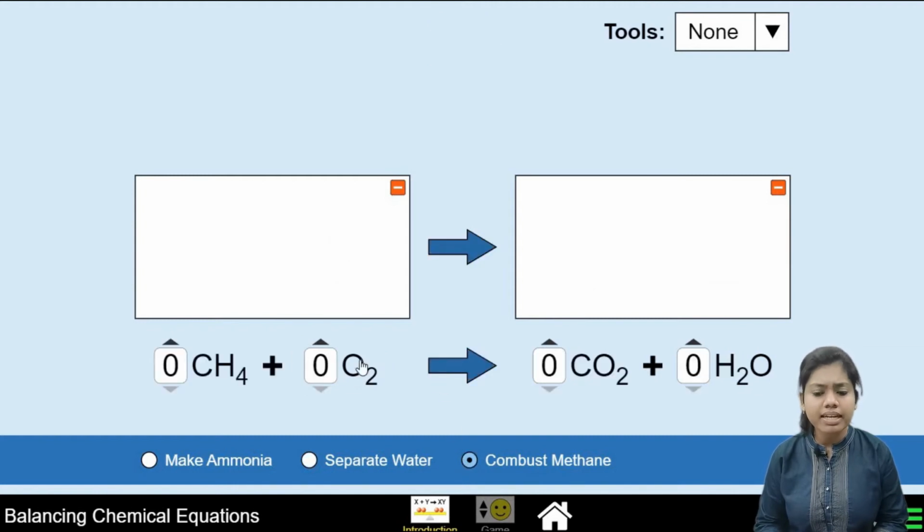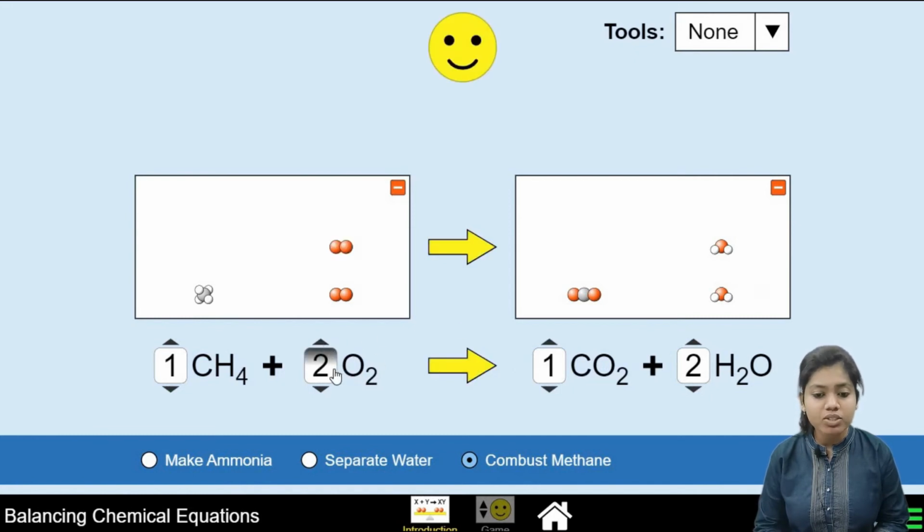We'll do one more, the combustion of methane. First, we put 1 for all the reactants and products and then see. The carbon count on the reactant side is 1 and on the product side is also 1, so that's fine. The hydrogen count on the reactant side is 4 and on the product side it is 2, so we balance that first. Now I have made it 4 for hydrogen on both sides. For oxygen it is 2 on the reactant side, but on the product side we have a total count of 4. So on the reactant side we also make it 4. This way we have balanced the chemical equations, which is very important for our basics of limiting reagent.